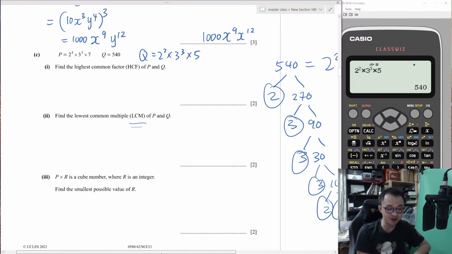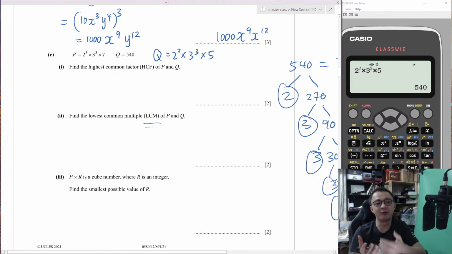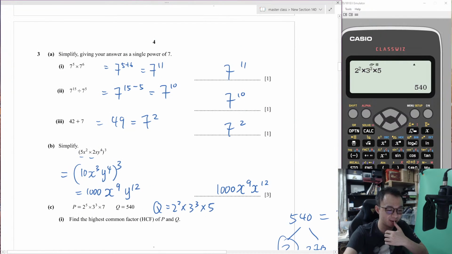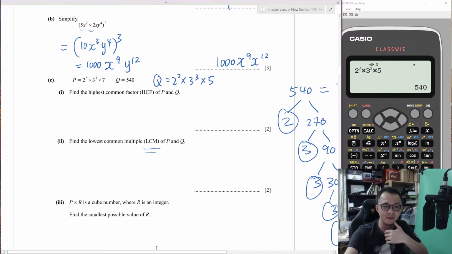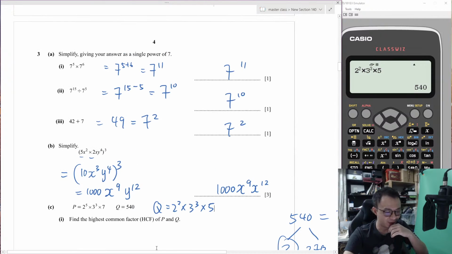Why I want to change them into the prime number form is because I don't make any careless mistakes there. Okay, is x power of 12?